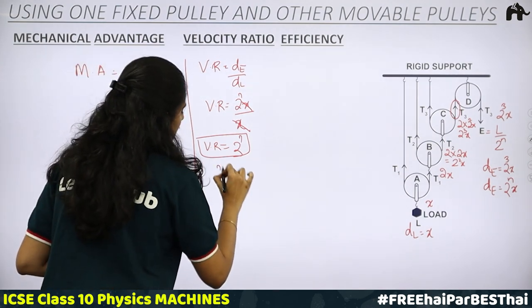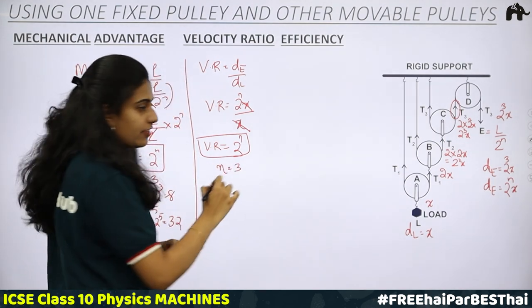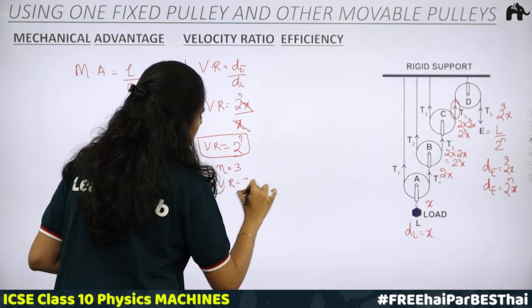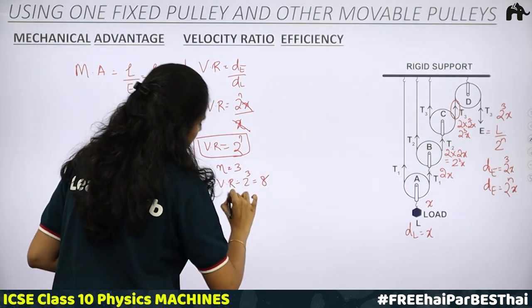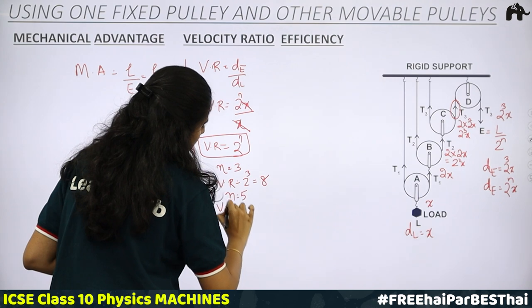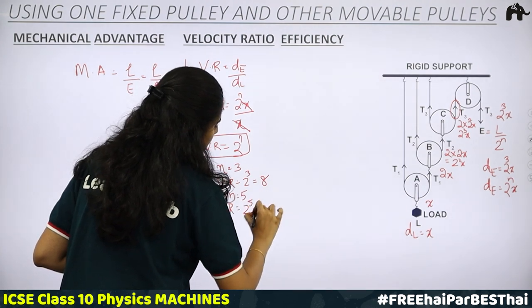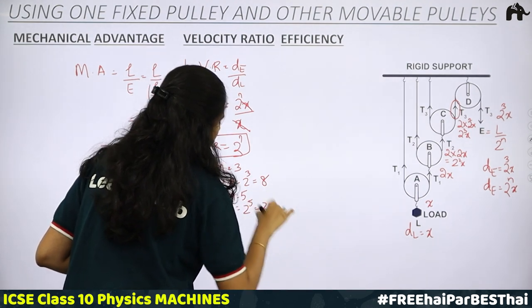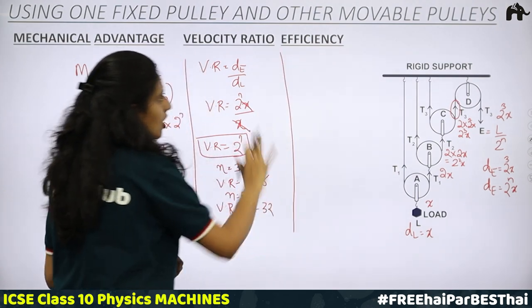If the number of pulleys is equal to 3, then the velocity ratio will be equal to 2 cubed, that is 8. If the number of pulleys is 5, the velocity ratio will be equal to 2 raised to 5, which is equal to 32. Okay, this is how you can find the velocity ratio.